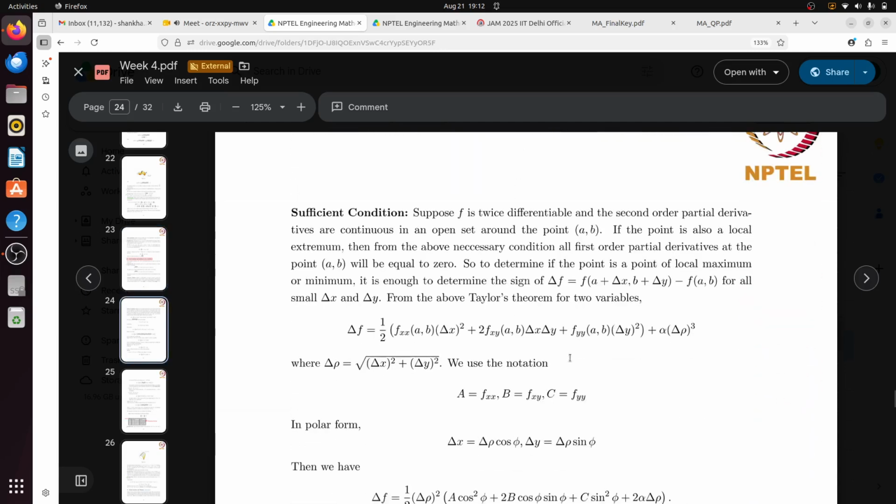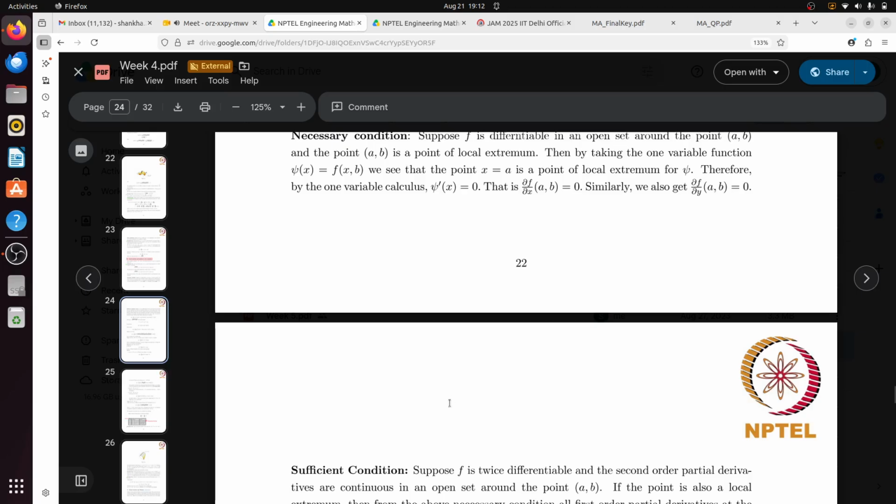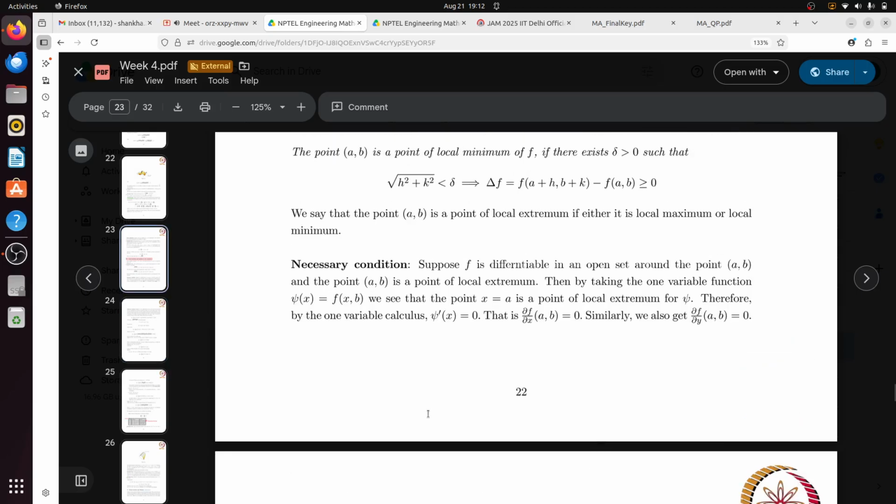So what is the necessary condition? The necessary condition is del f del x equals 0 and del f del y equals 0. Suppose f is differentiable in an open set around the point (a, b), and the point (a, b) is a point of local extremum. Then by taking the one variable function psi(x) equal to f(x, b), we see that the point x equal to a is a point of local extremum for psi. Therefore by one variable calculus psi prime(a) equal to 0, that is del f del x at (a, b) equal to 0 and del f del y at (a, b) equal to 0. This generalization holds for any number of variables.